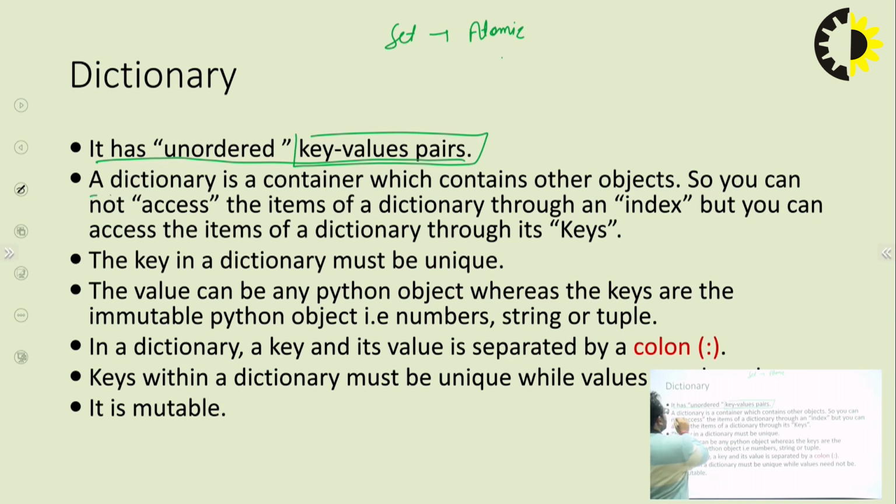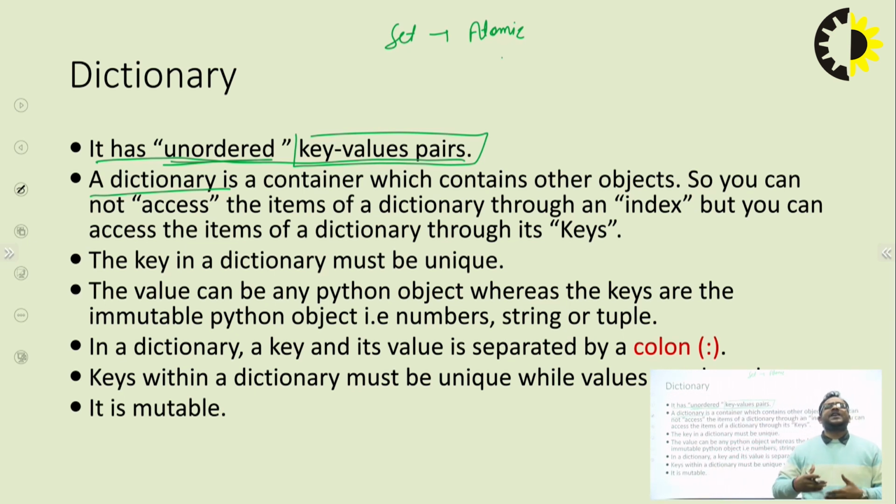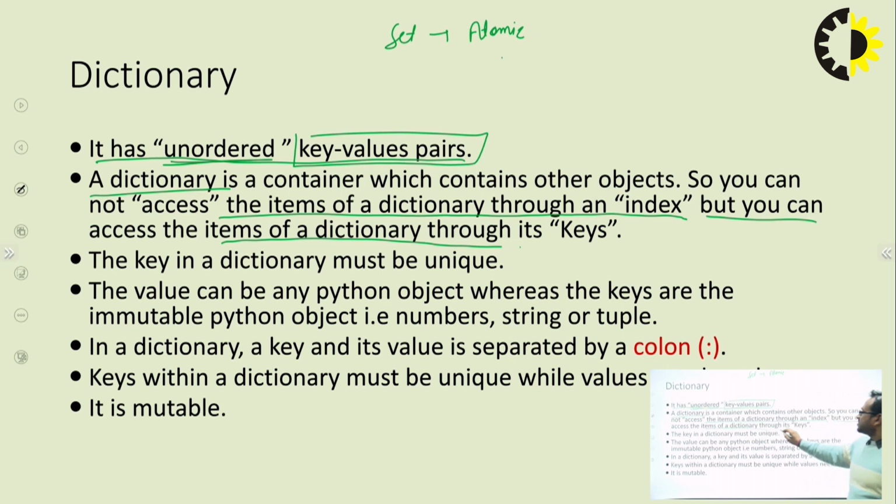Okay, why is a dictionary called unordered? Similarly to the set, a dictionary is an unordered collection, because there is no indexing associated with these elements, right? A dictionary is a container which contains other objects, so you cannot access the items of a dictionary through indexing. But you can access the items of a dictionary through its key. So by using that particular key, you can access the element.